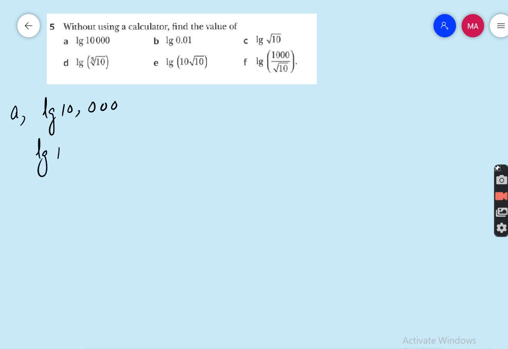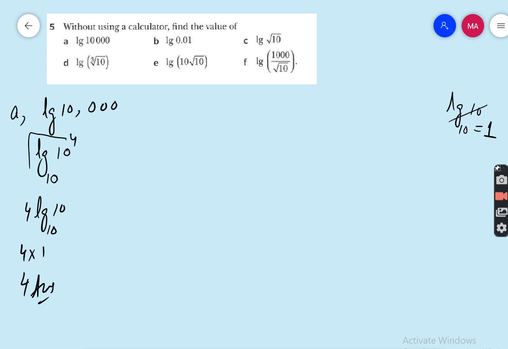this 10,000 to 10 to the power 4, because you know 10 to the power 4 is 10,000 and the base is 10. Whenever you see lg, it means the base is 10. Power can be written right before the log. So 4 log 10 10. And you know log 10 10, base 10 and 10, is always equal to 1. So 4 multiplied by 1 is 4. No need of a calculator for this question. That's why the requirement is to evaluate without the help of a calculator.